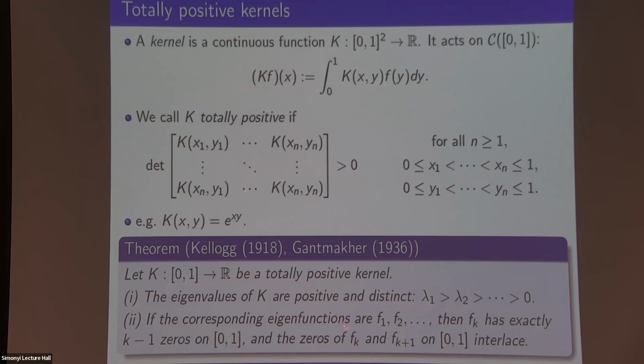And if f_i is an eigenfunction corresponding to lambda_i, then f_i has exactly i minus 1 zeros on the unit interval, and the zeros of consecutive eigenfunctions interlace. So this is the oscillation property. And how this has to do with orthogonal polynomials is, if K is symmetric, then these eigenfunctions will be mutually orthogonal. There's another typo in the domain of K squared. Thank you. Okay.